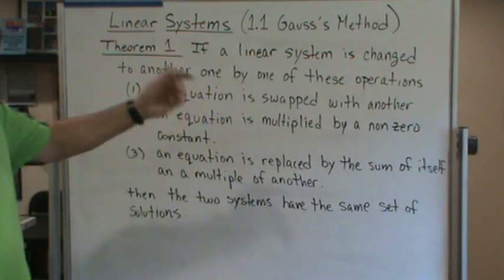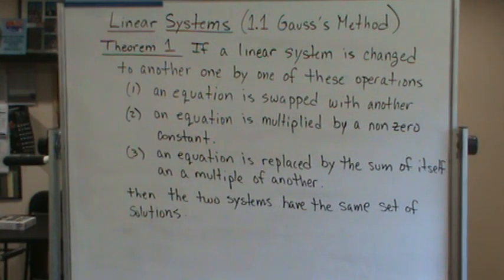One, an equation is swapped with another equation in the system. Two, an equation is multiplied on both sides of the equation by a non-zero constant. And three, an equation is replaced by the sum of itself and the multiple of another equation in the system.